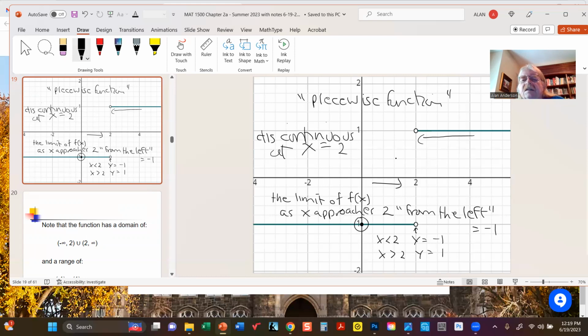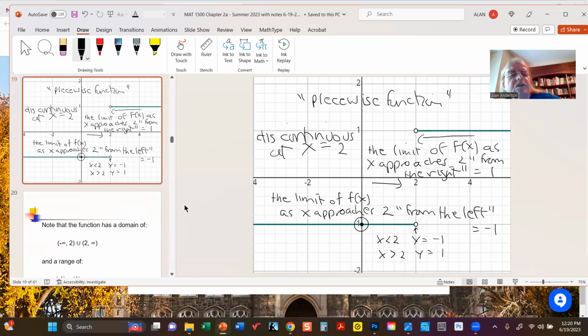Whereas up here, the limit of f of x as x approaches 2 from the right, we call this, is positive 1, because we're getting really close, but not quite reaching 1.